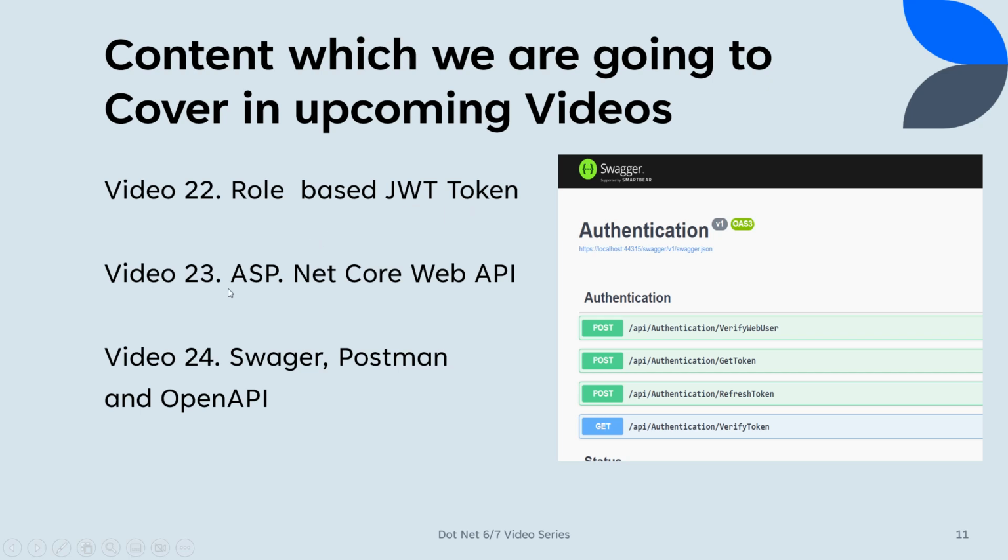In video number 23 we have ASP.NET Core Web API. So how we will design a web API, we will see that. In video number 24 we will see the example in Swagger, Postman or OpenAPI. In Swagger we have an API authentication service, and these are the APIs over here, and we'll see how we can use Swagger and how to verify our API.